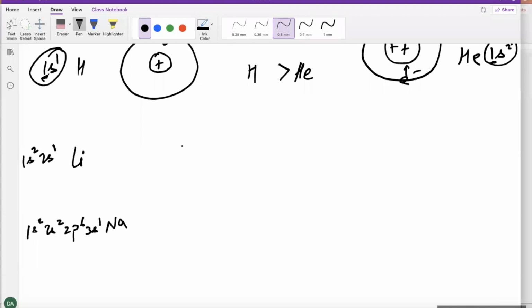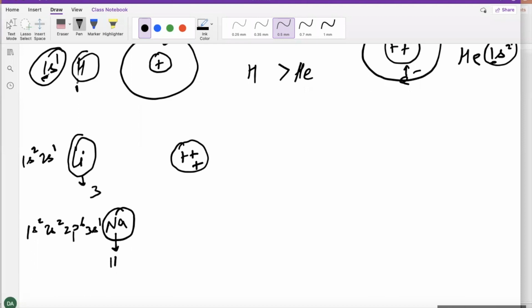As you guys can notice, lithium, how many positive charges does it have in the center? 3, because its atomic number is 3. And sodium, on the other hand, is 11. So sodium is 11, lithium is 3, hydrogen was just 1, and helium was 2 protons. I'm talking about the protons, okay? So lithium has 3 positive charges. Sodium has how many?